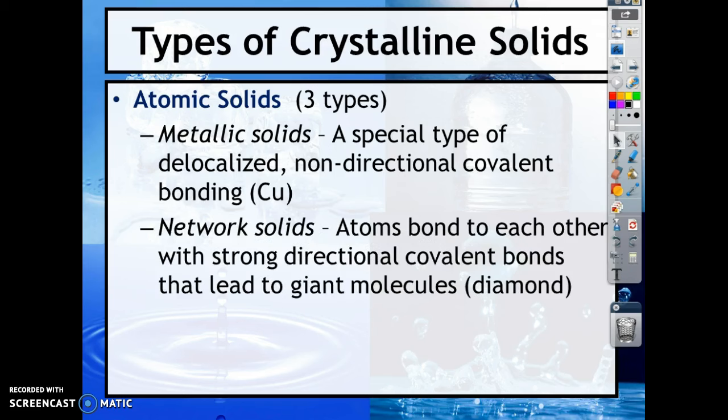Then we have our network solids. This is when we have a whole bunch of covalent bonds that lead to this giant, really complex molecule, and a diamond's a perfect example of that. If you remember me showing you the structure of a diamond, you remember how complex those molecules were.